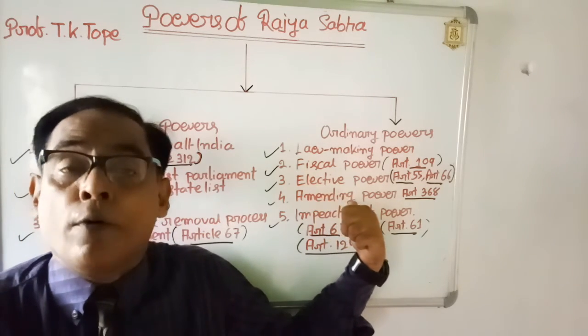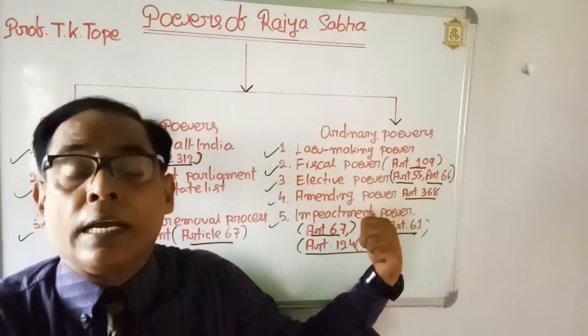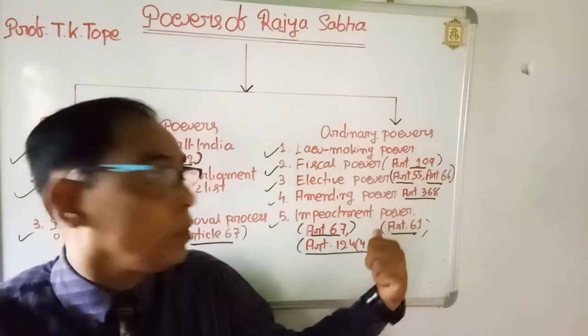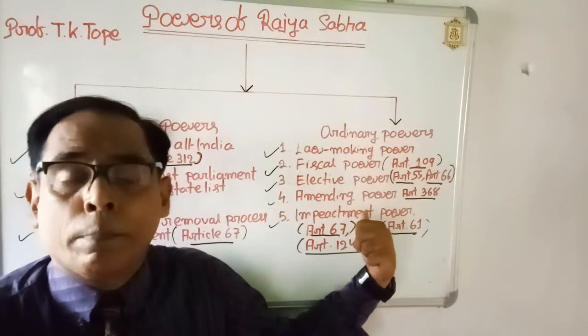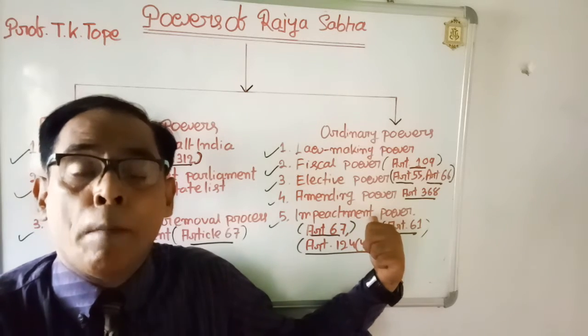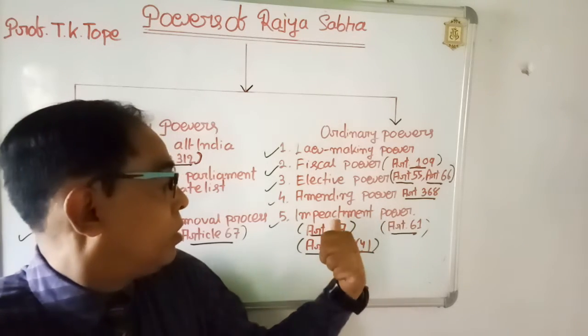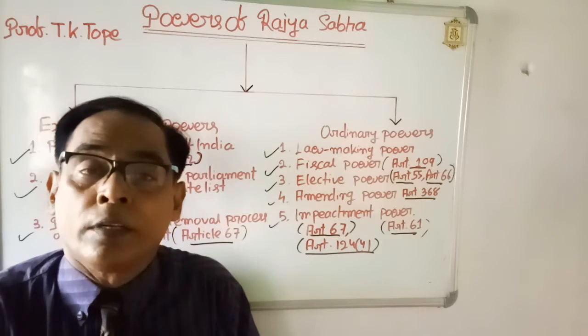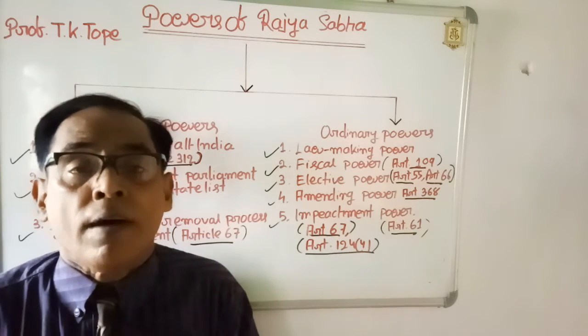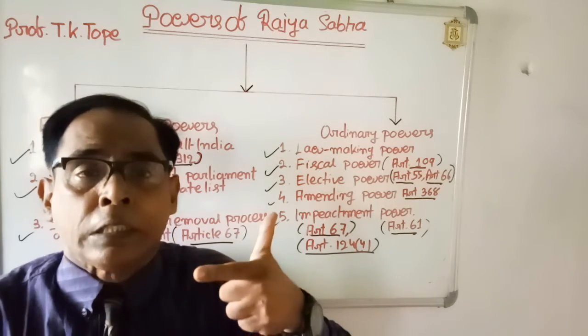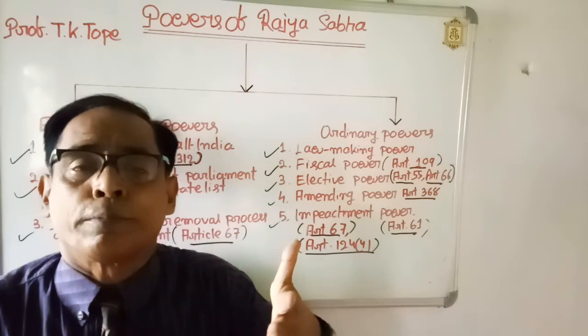It has elective power. It takes part in the election of President and Vice President. It has amending power. Whenever the Constitution has to be amended, members of Rajya Sabha participate. Then it has impeachment power. It takes part in the removal of the President, Vice President, Judges of Supreme Court and Judges of High Court.